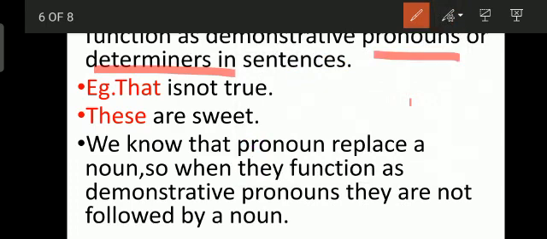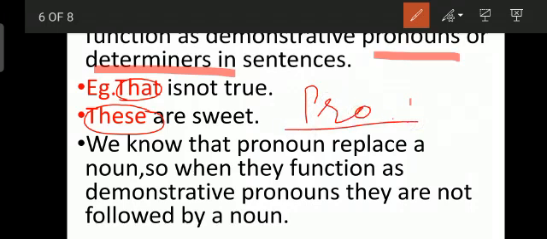Look at the example. That is not true. These are sweet. Now here, the words that and these, are they followed by any noun? No, actually they replace the noun. So they are not followed by the noun. So they are not determiners, they are simply demonstrative pronouns. Here this and that work as pronouns. They do not work as demonstrative determiners here.